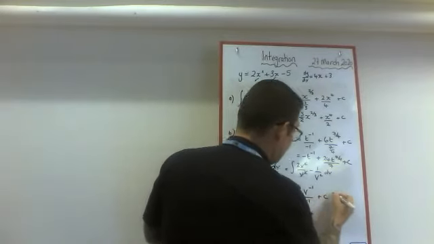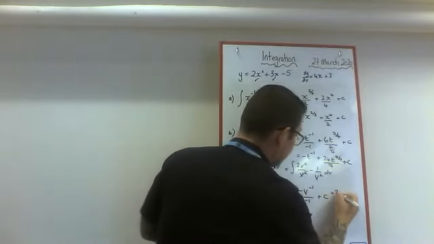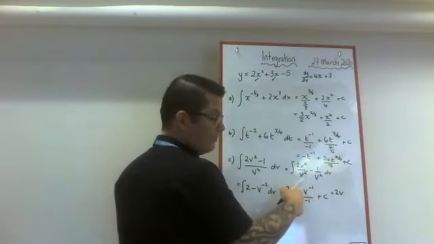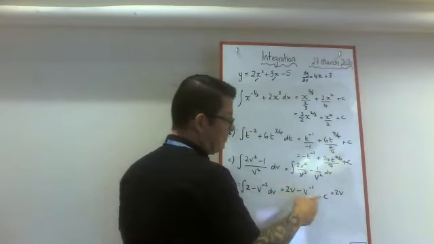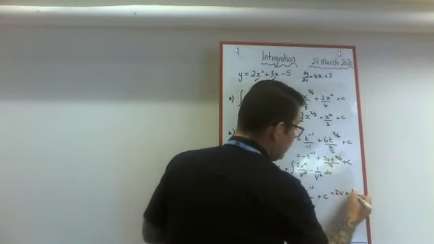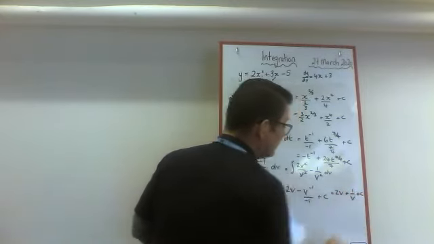And then simplifying this, the 2v doesn't need simplifying. The minus 1, if I put it to the front and multiply with the minus that's there, minus minus is a plus, so you get plus, and v to the minus 1 is 1 over v, plus c.